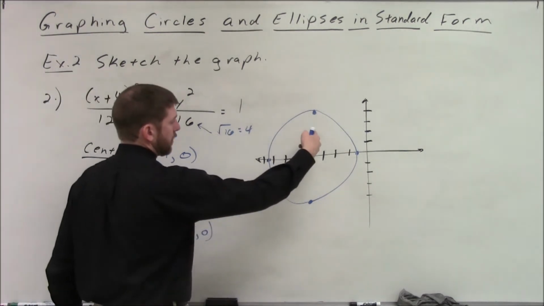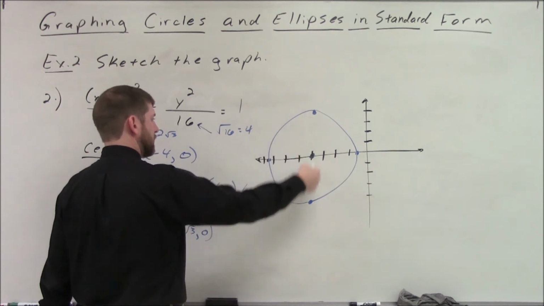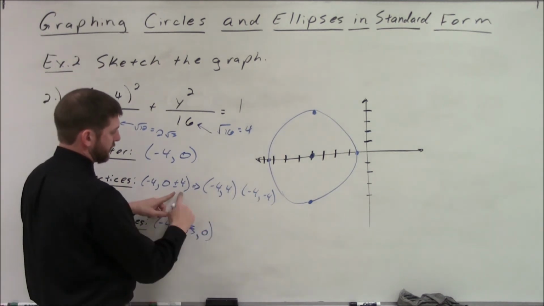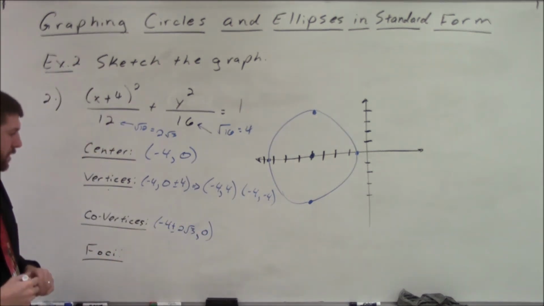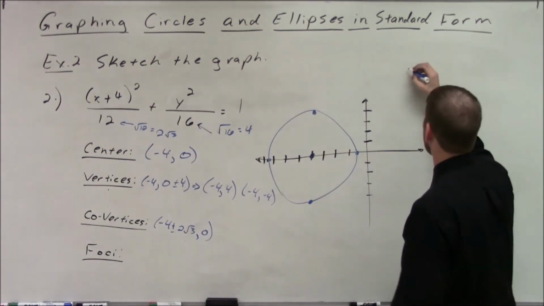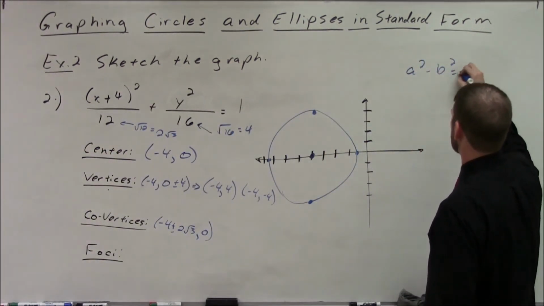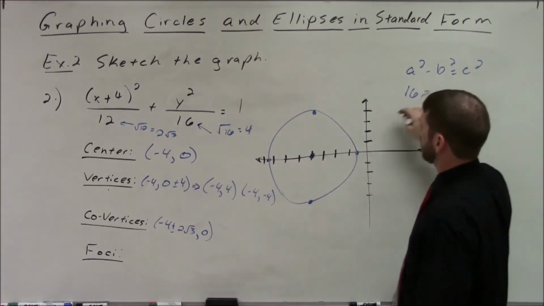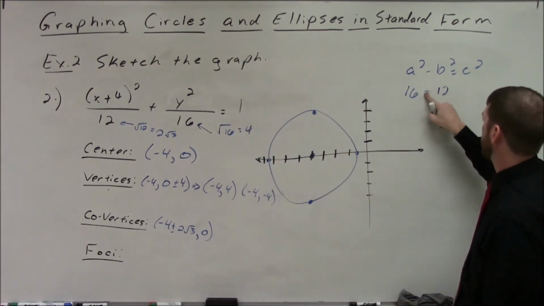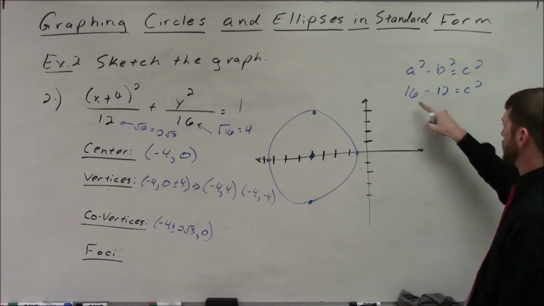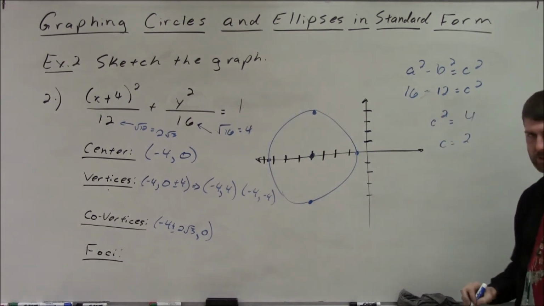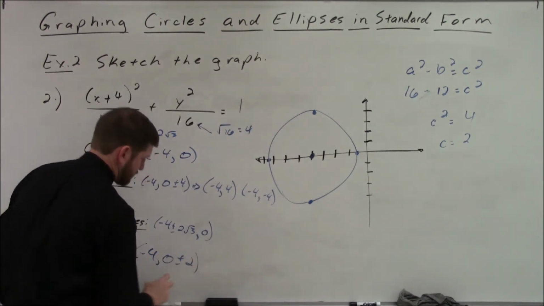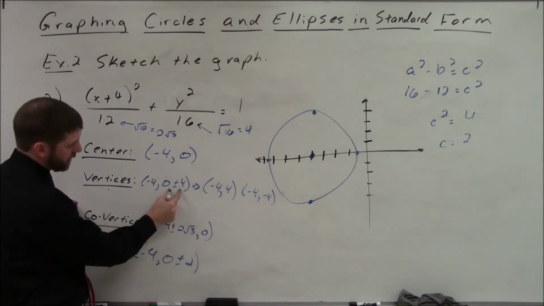Foci, we know should be on, I pointed here a second ago, should be on the major axis, which is vertical this time because our vertices went vertically in this particular problem. So let's figure those out. So I'm going to take my a squared minus b squared equals c squared. So bigger denominator is a squared. Smaller denominator, the other denominator is b squared. That equals c squared. So c squared equals 4. So c is equal to 2.